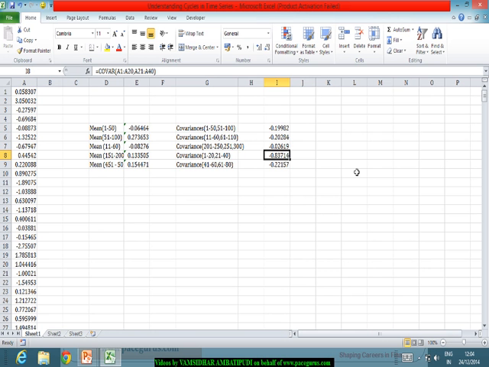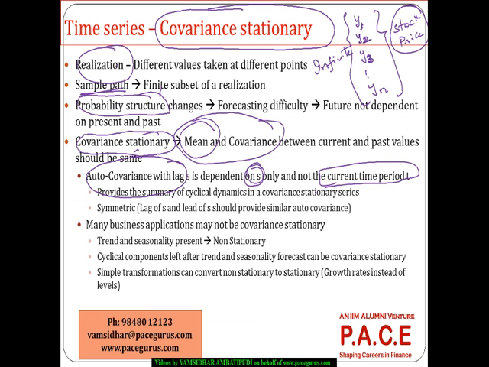It means the autocovariance should not show some kind of increasing trend or decreasing trend. More or less, if it is slightly up, it should come back to that constant. If it is down, it should again go back to the constant. So whenever we see a series of data where the mean and the covariance are more or less uniform across, that is what we call covariance stationary data.